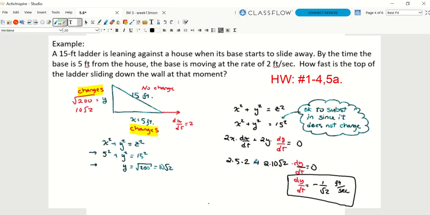2 times 5 times 2 is 20. Okay, move that over, you get negative 20. You minus 20 from both sides, I mean. And you divide it by, this is 2 times 10, which is 20 root 2. So negative 20 over 20 root 2. These 20s cancel, you're left with a negative 1 on top over root 2 feet per second.